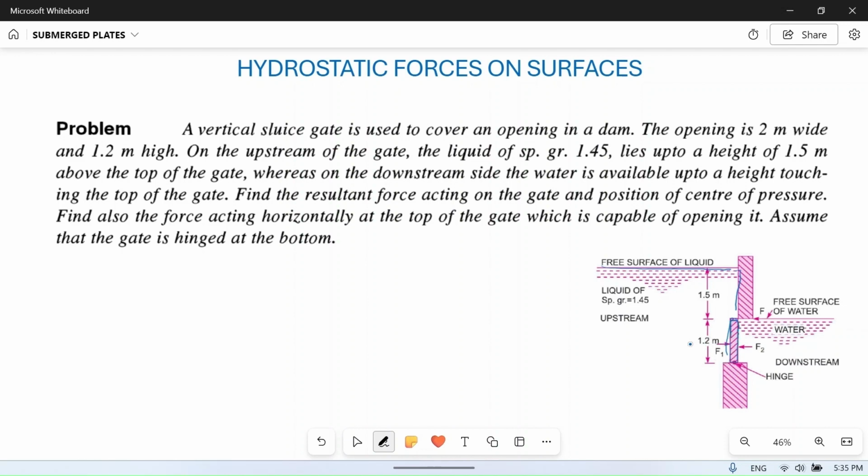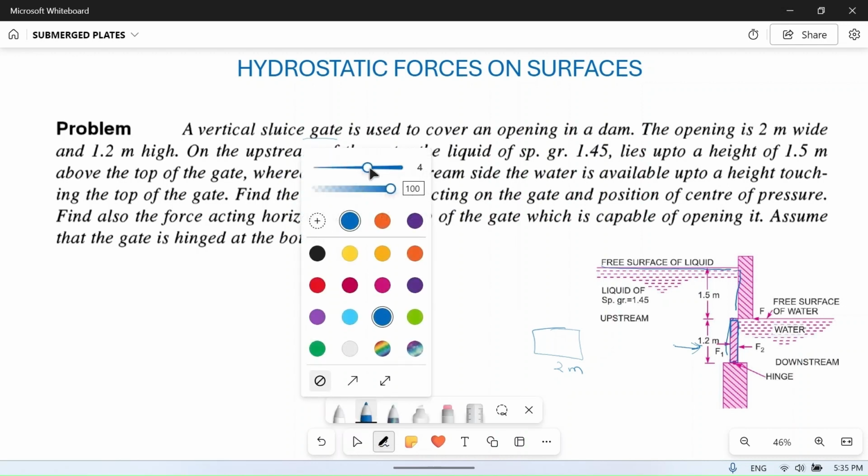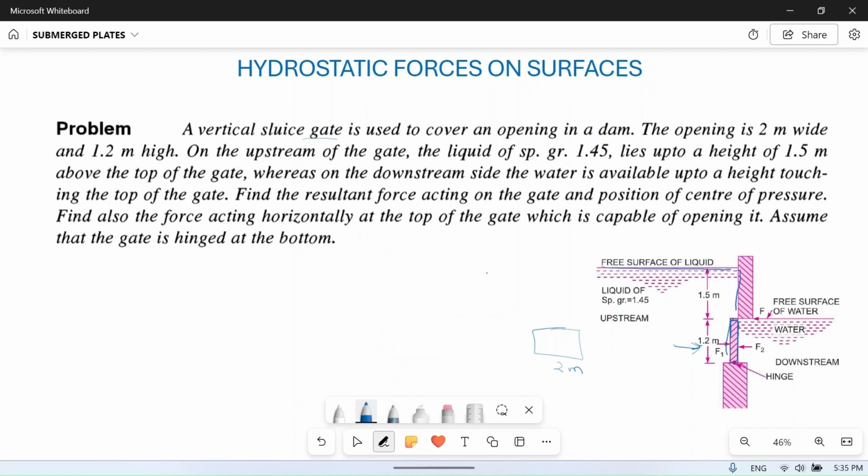So this is the opening. From here water can go to the other side, but this is closed using a sluice gate. Okay, the opening is 2 meter wide. The width is not shown here, but suppose this is a plate like this, then 2 meter is its width, and 1.2 meter high, 1.2 meter height, which is already shown here.